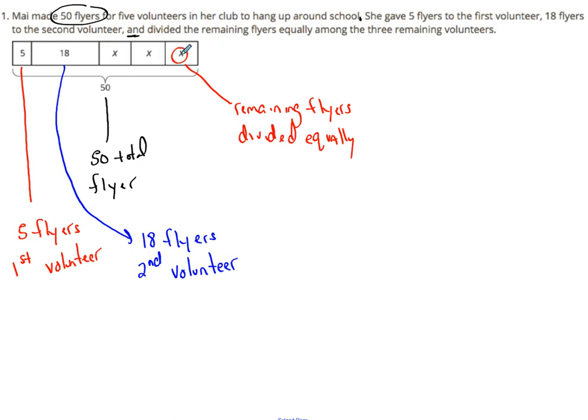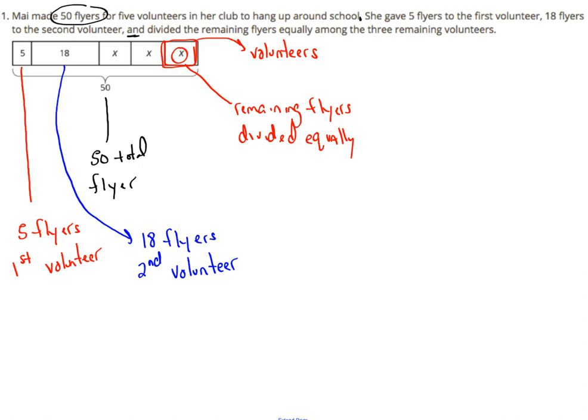And my last question for you is, what does each one of these cells or rectangles represent? The X's are the remaining flyers, but what does each one of these rectangles represent? It represents the separate amounts for the different volunteers. All right, each one of those rectangles represents a different volunteer.